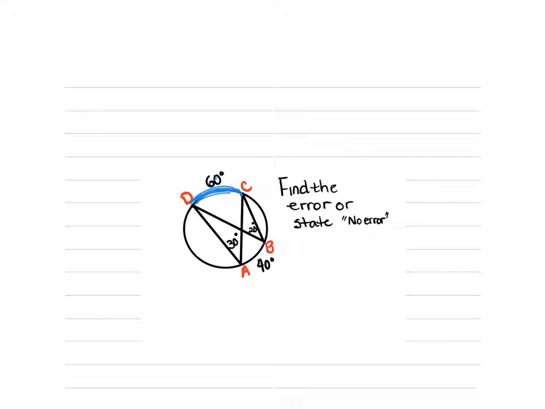You got it. The error is angle B. Angle DBC should equal 30 degrees.